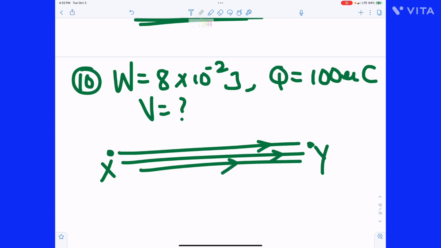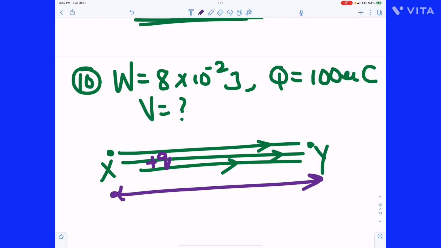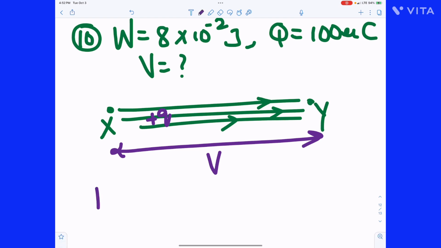So it says that if a charge is moved from point X to Y, that charge is moved against the strength of the electric field. Either the electric field does work on it or it does work against the electric field. So the PD between the 2 points is V. So we always say that work done is QV.